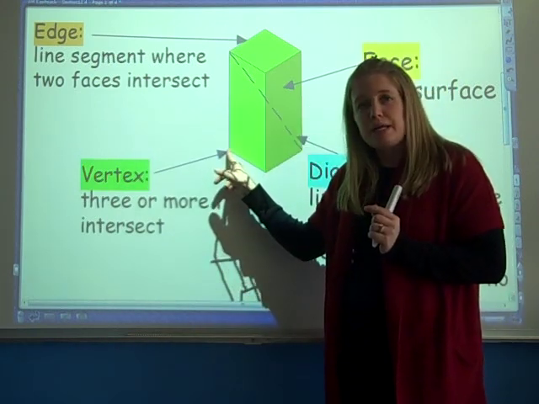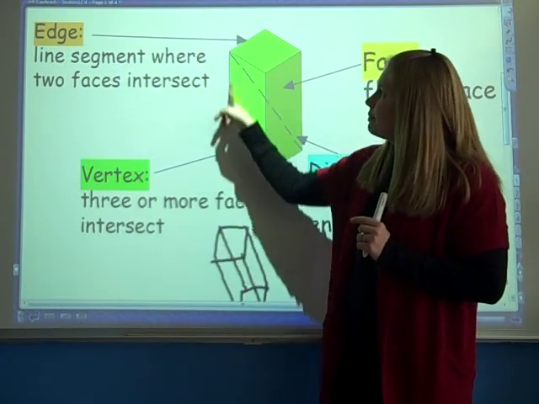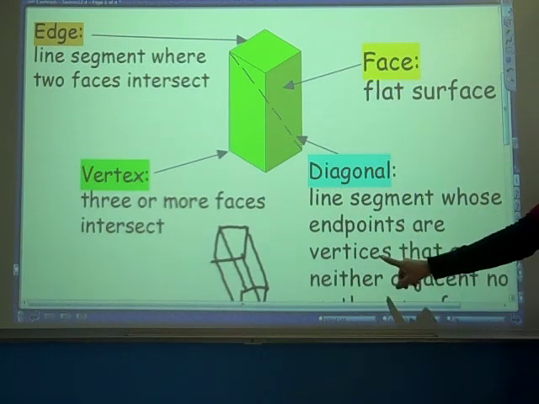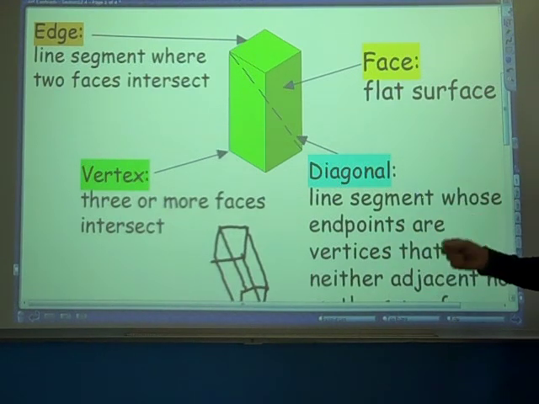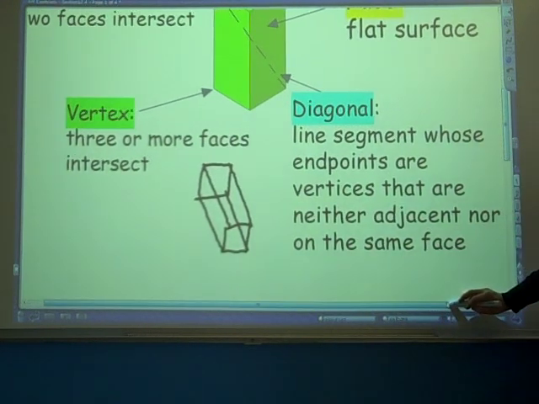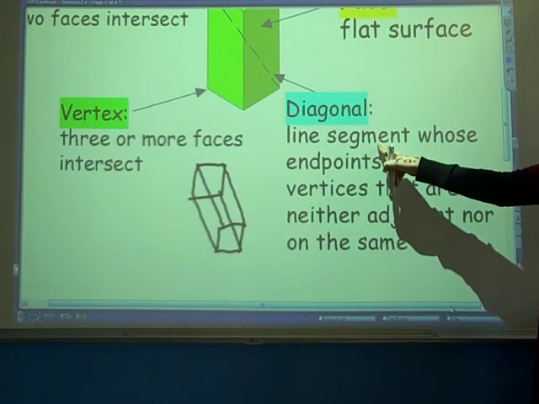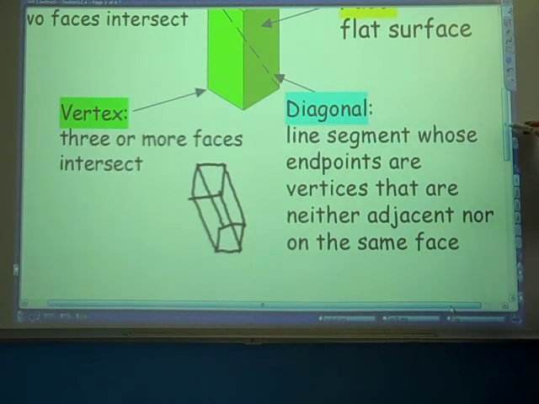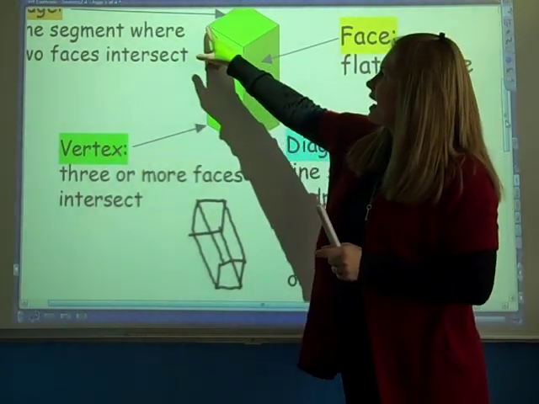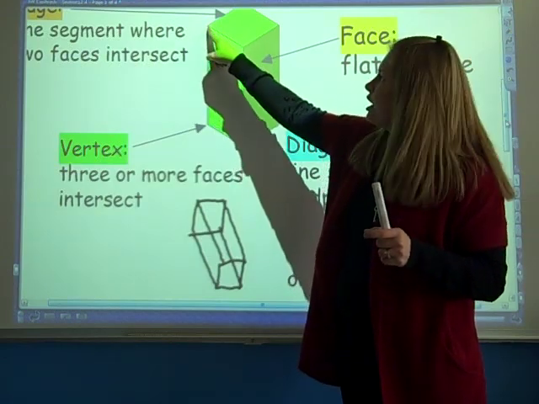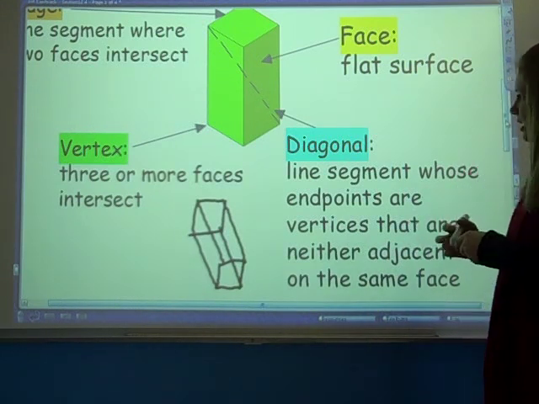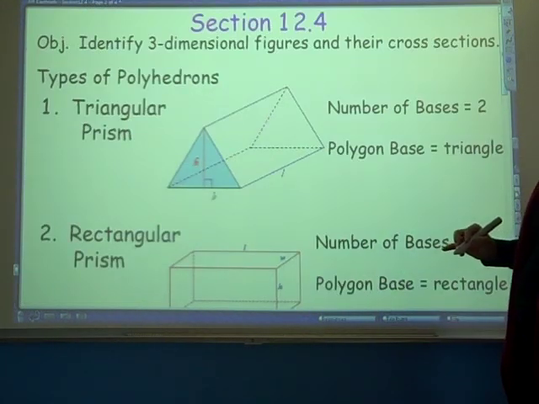So the vertex is a point, the edge is a line segment, and a diagonal is a line segment whose endpoints are vertices, so that means they're points, that are neither adjacent nor on the same face. An example of a diagonal is going from this vertex up here across and down through the shape to the one in the back. A lot of vocabulary.